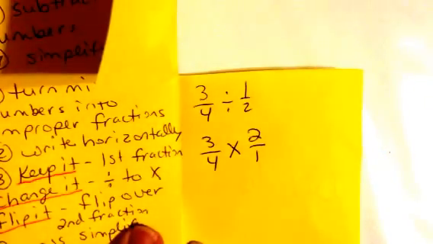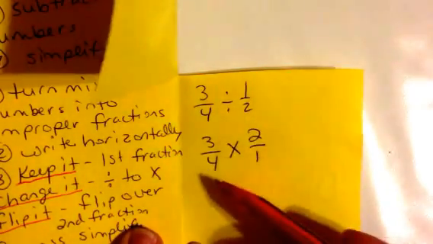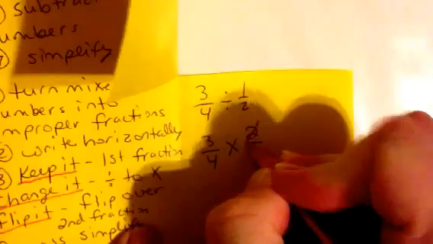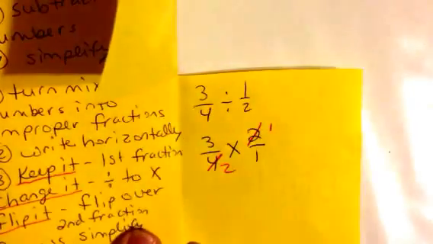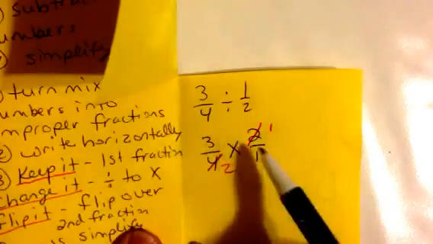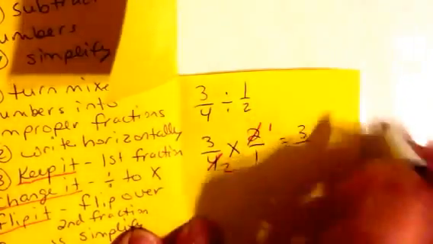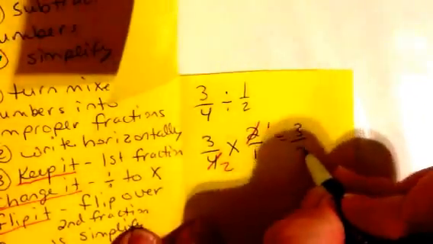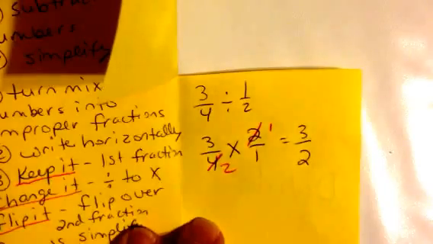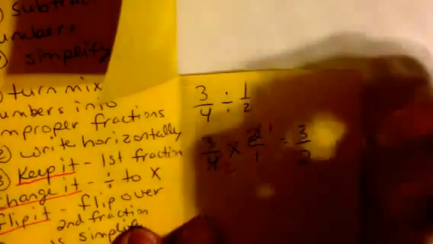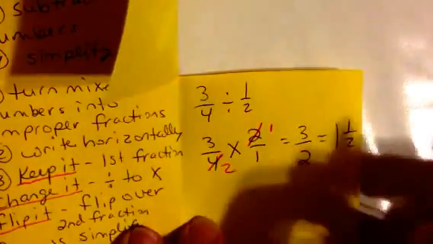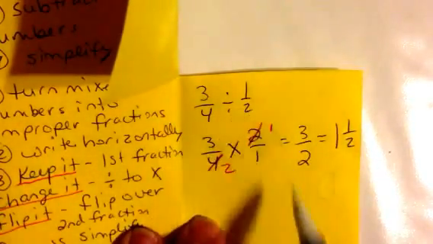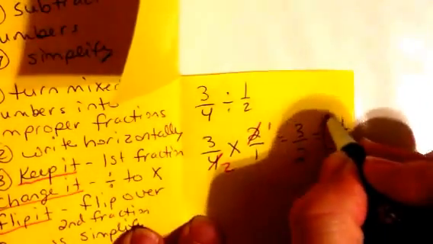All right, this will simplify. The 2 and the 4 both divide by 2. 2 divided by 2 is 1. 4 divided by 2 is 2. Then I just get to multiply. 3 times 1 is 3. And 2 times 1 is 2. Then I need to simplify because this is an improper fraction. 2 goes into 3 one time with 1/2 left over. So 3/4 divided by 1/2 is 1 1/2.